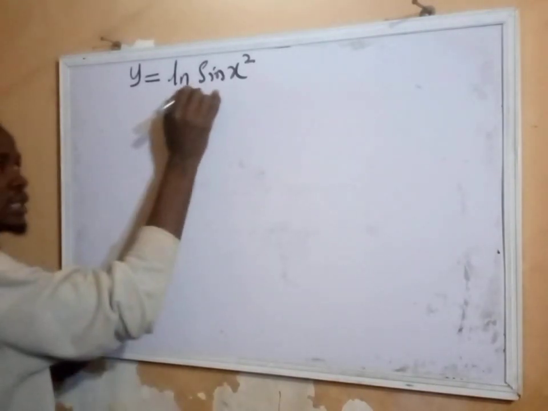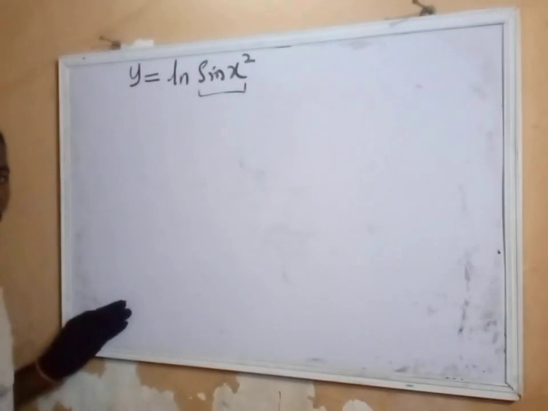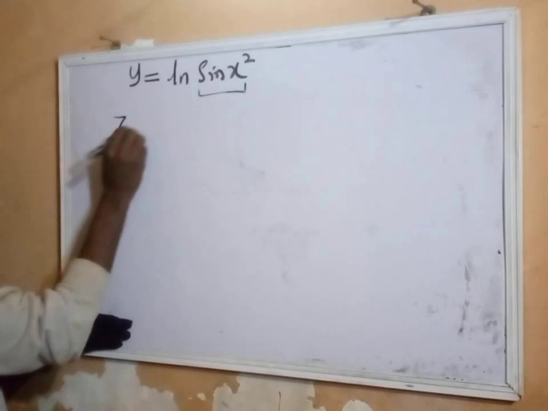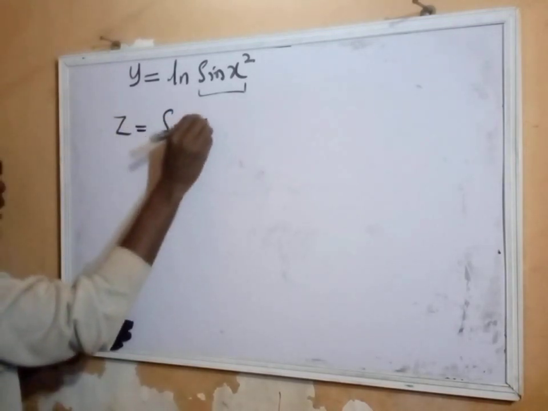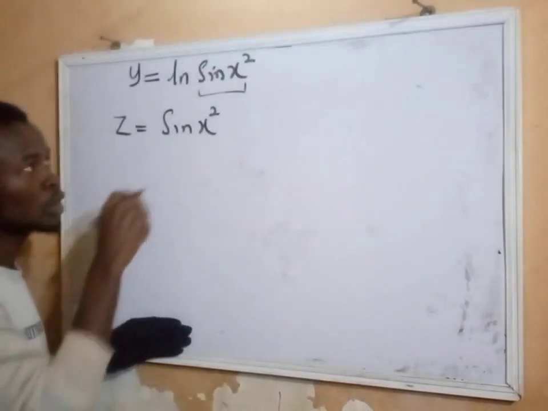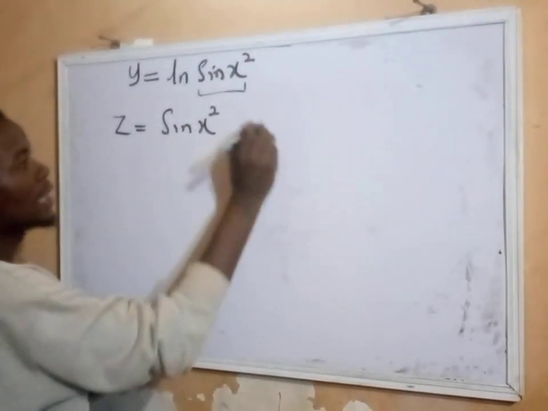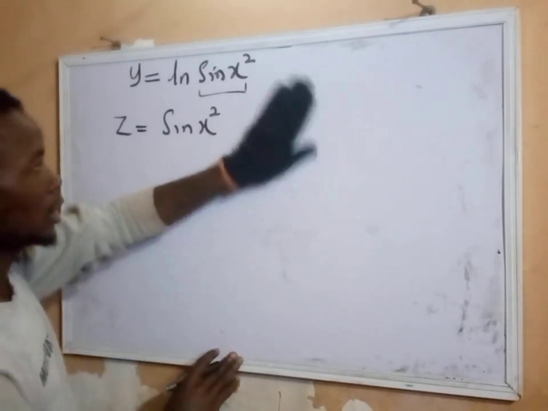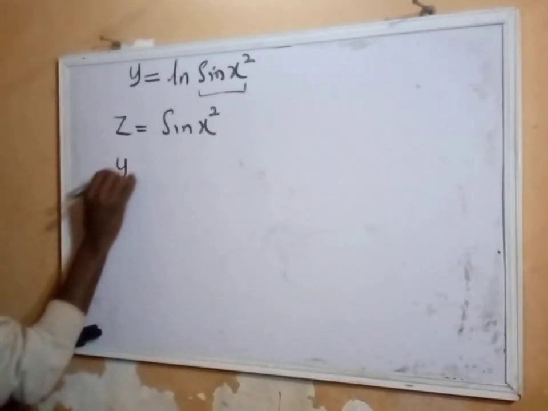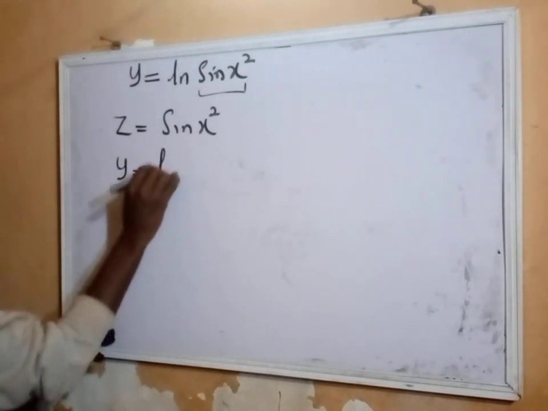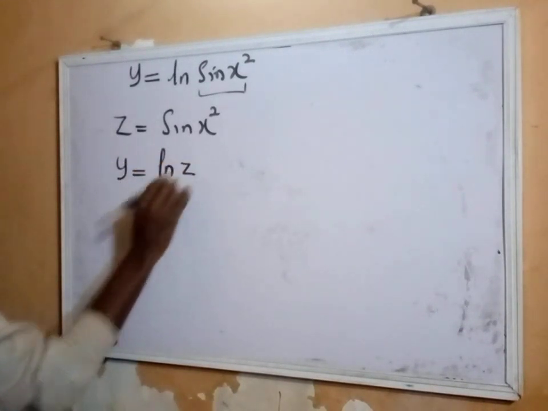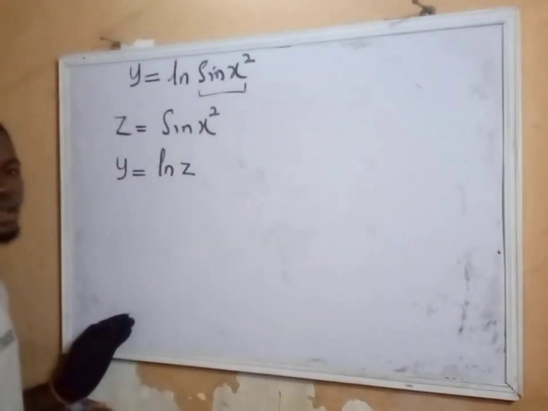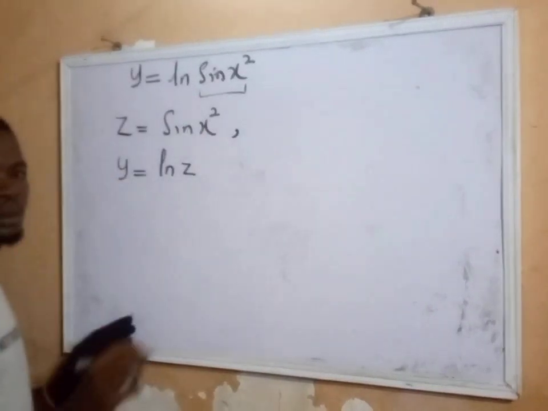So the first thing is, let this entire sine x squared be another variable. So I'm using z equals to sine x squared. Now this is different from sine square x. Then we have y equals to ln of z, right? But there is another function in this.